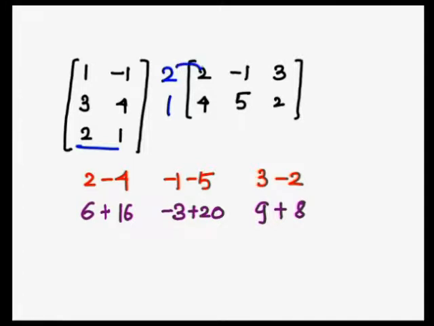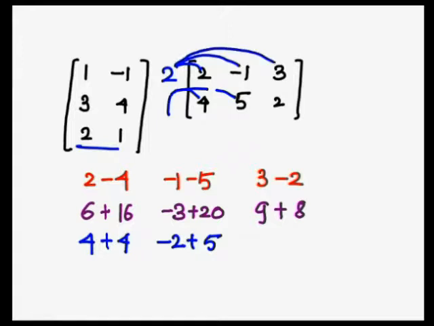So we write 2 and 1. So 2 2s are 4, plus 4. 1 into 4 is 4. Now the second column. So 2 into minus 1 is minus 2. 1 into 5 is 5. Now the last column. 2 into 3 we get 6. 1 into 2 we get 2. So if you observe, here we get a 3 by 3 matrix.